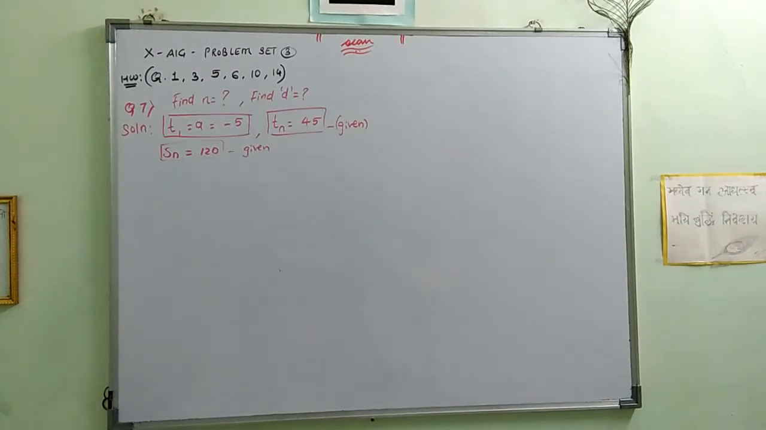Dear students, now the next question is question number 7. It says that find n, means number of terms in the AP, and find the common difference D. When you have three things given, first T1, that is A, the first term, minus 5. It is given. Next, the last term value, that is t of n, is 45.